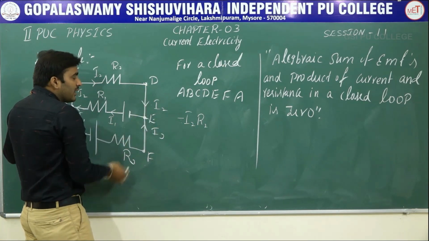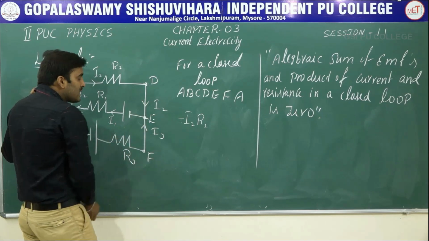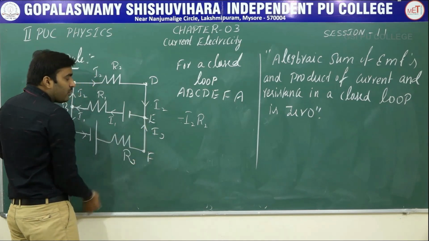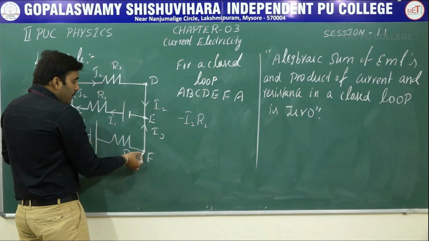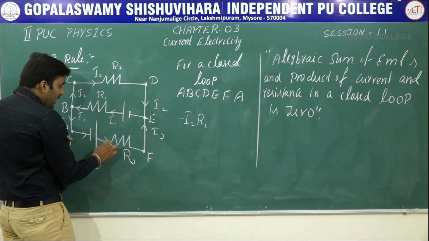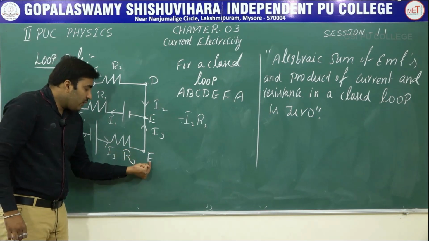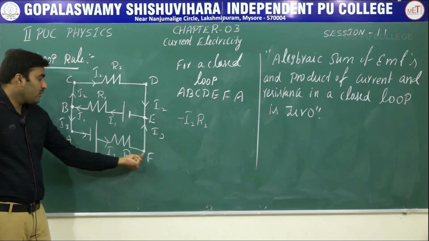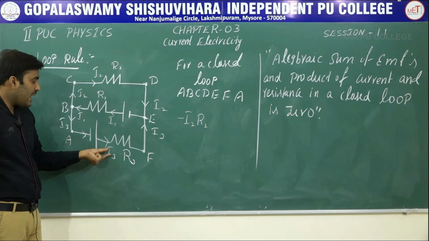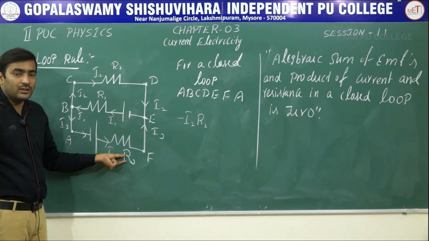From D to E there are no resistors or cells. Again from E to F, no cells or resistors. But here we have a current I3 now. So when we are moving from F to A, we have current I3 and resistor R3.